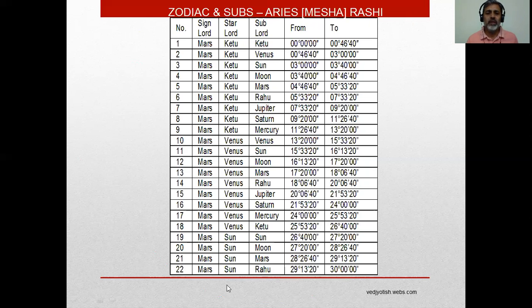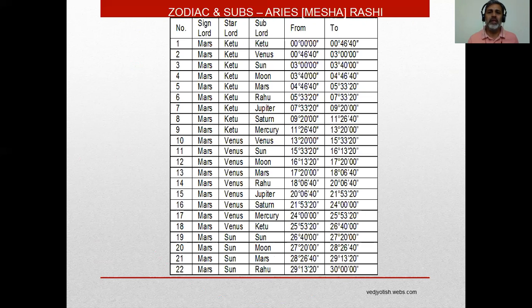Now, as the sign changes, the sub of Rahu will get divided here, and the lordship changes from Mars to Venus. So the 23rd sub would be that of Venus, Sun, Rahu. So this is how these sensitive zones in the zodiac are made as per each of the subs.